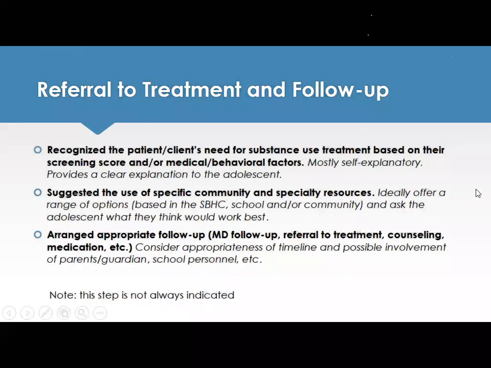This next section, referral to treatment and follow-up, that's if you deem the treatment and follow-up are indicated. And there's 3 components here. The checklist is looking to see, did you recognize the teen's need for substance use treatment based on their screening score and or other factors that you find out from discussion with the teen? The next one, suggested the use of specific community and specialty resources, and this can include a referral to the school-based health center behavioral health provider. And lastly, you're arranging appropriate follow-up if indicated.